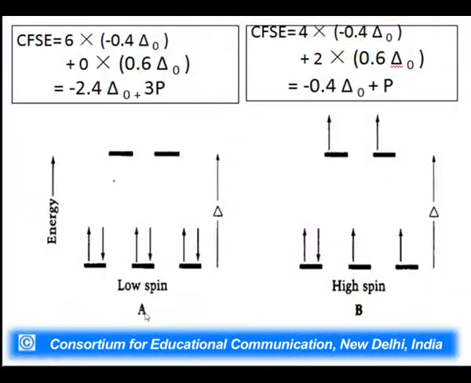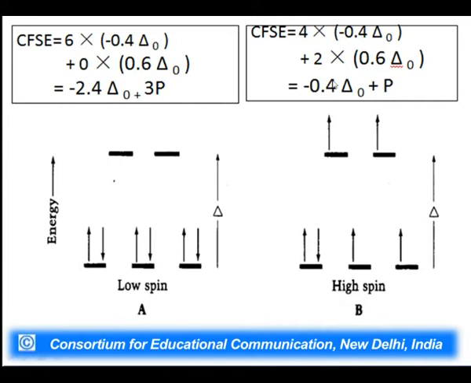Welcome back. Now we'll continue from where we had left in the last session, and here is the example. Now we are presuming a d6 case, low spin situation. In the low spin situation, you can very well appreciate that CFSE, if it has to be calculated, is 6 multiplied by minus 0.4 del O. So this becomes minus 2.4 del O, and 3p is added here because there are 3 pairings that have taken place.